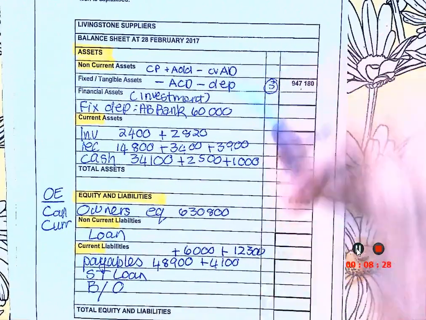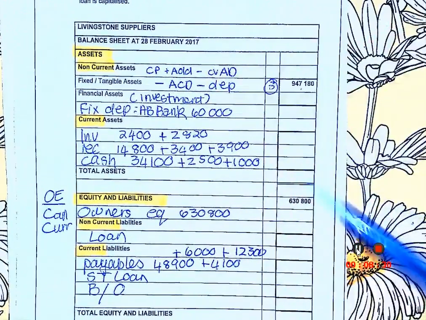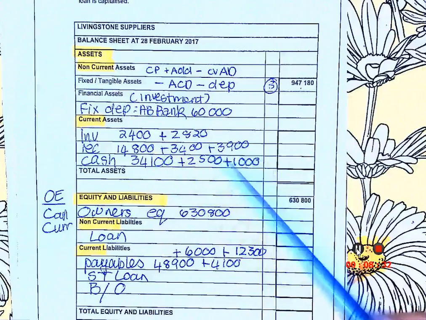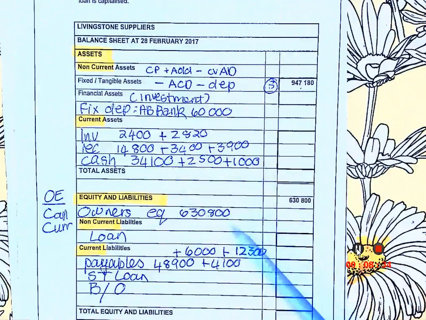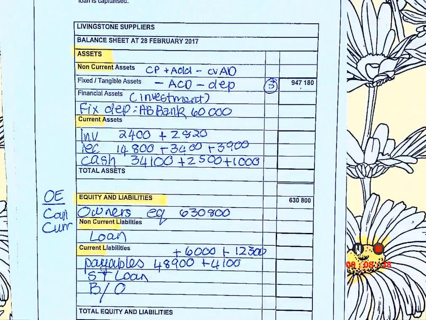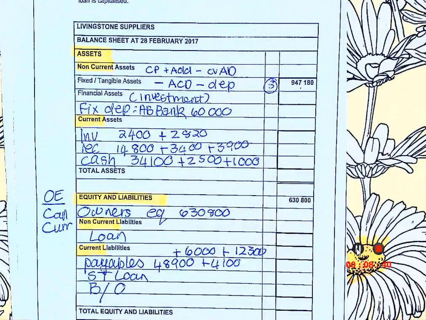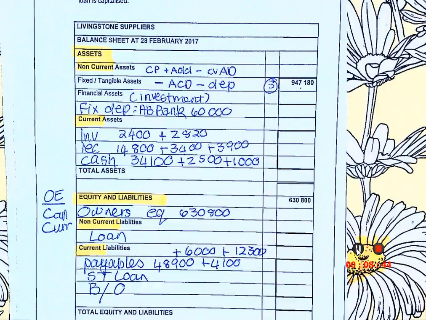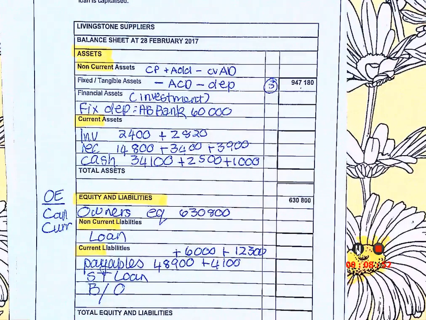Can you see? How many marks is this already? 1, 2, 3, 4, 5, 6, 7, 8, 9, 10, 11, 12, 13, 14. Hello? Who wants to tell me again how difficult is the balance sheet? You know what's difficult? Getting the format into your head. That's the only difficult part.